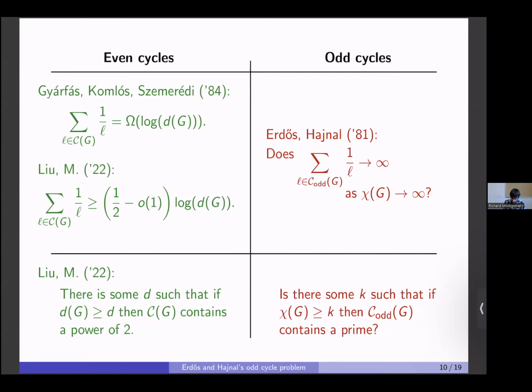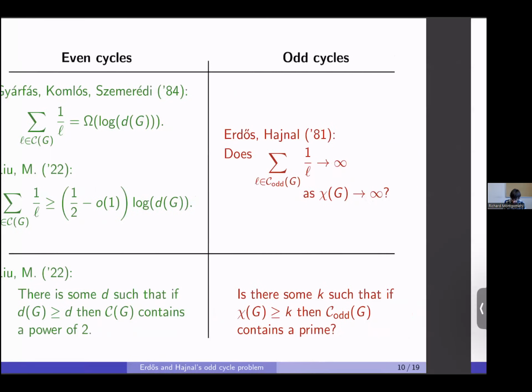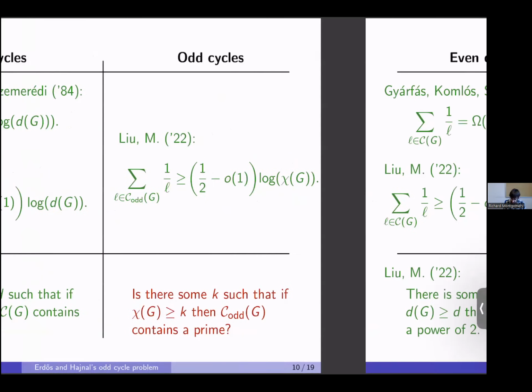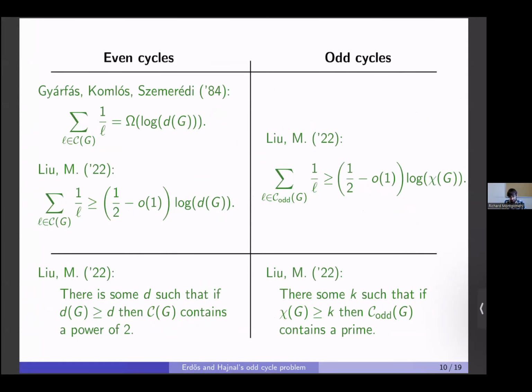For this odd cycle problem, it's true, this does happen, and the growth rate is at least logarithmic in the chromatic number of the graph. Again, it would be nice to do better on the k, but indeed there is some k such that if you have chromatic number at least k, then you do get a cycle with prime number length. In both cases, we can do a sparser sequence than these. Maybe it's a good point to ask if there are any questions about any of that. Otherwise, I'll talk a little bit about our methods.